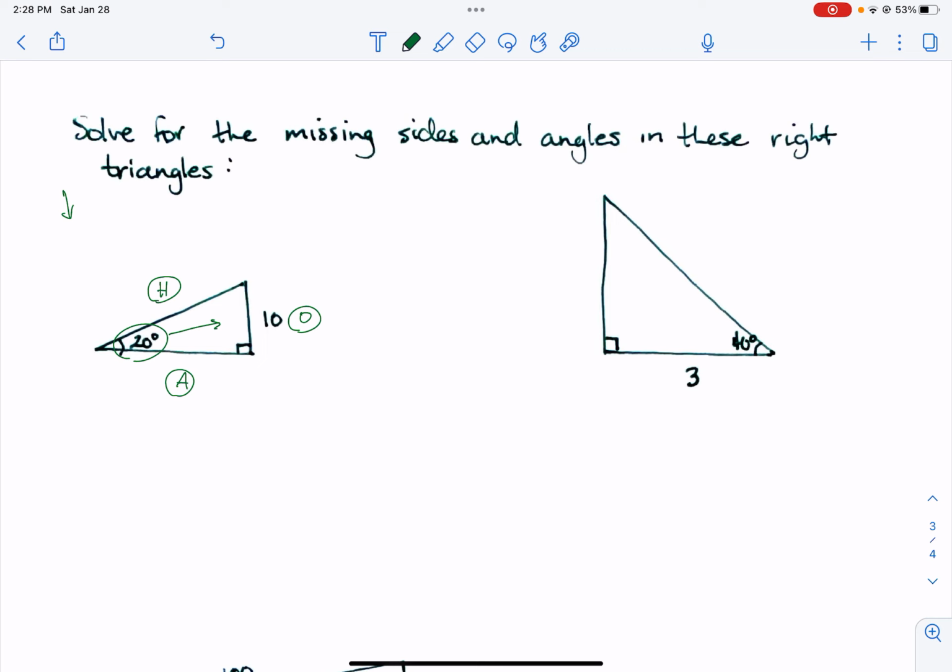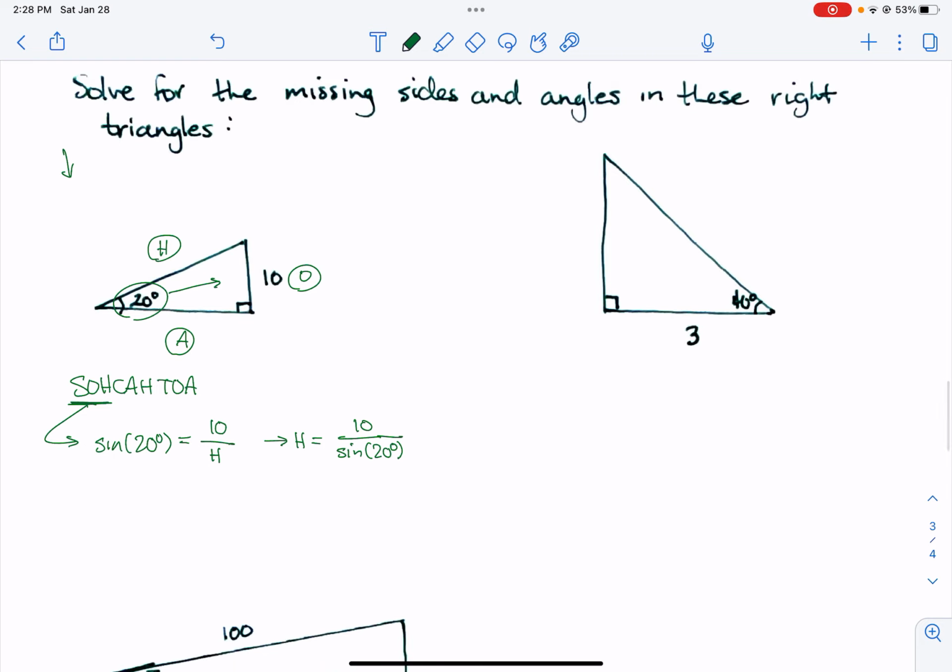Let me find the sides first. So SOHCAHTOA. If I use the sine equation, that tells me that sine of 20 degrees equals 10 over h, right, the hypotenuse. Well, if I solve for h, that tells me that h equals 10 divided by sine of 20 degrees. Right? And I'm going to save all the calculator work for the end, right?